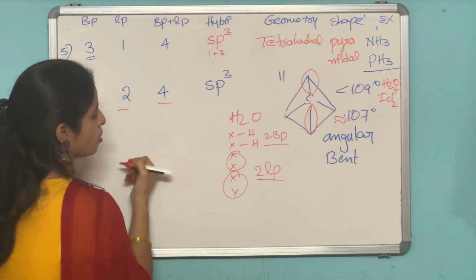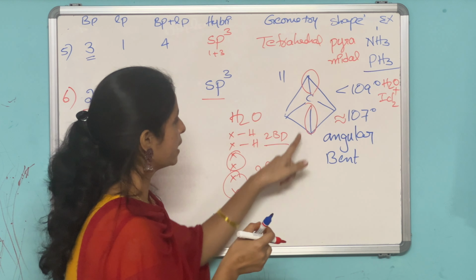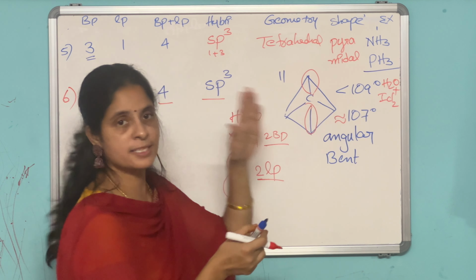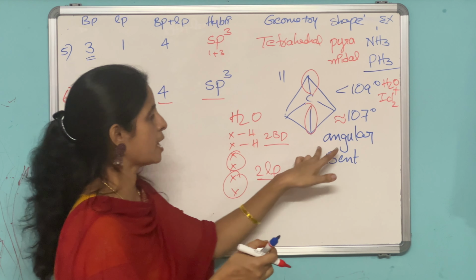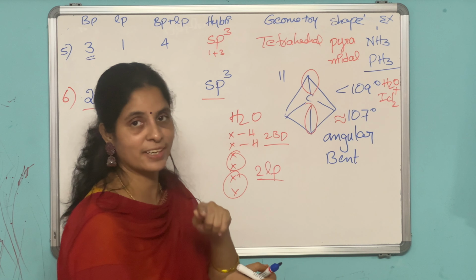Altogether, bond pairs plus lone pairs is 4. Hybridization is sp3. Because of the 2 lone pairs, the geometry is tetrahedral, but the shape is angular or bent. Now what is the bond angle? It is less than 107 degrees.